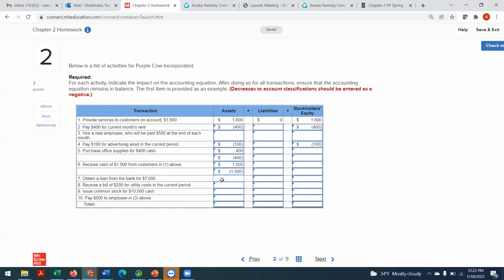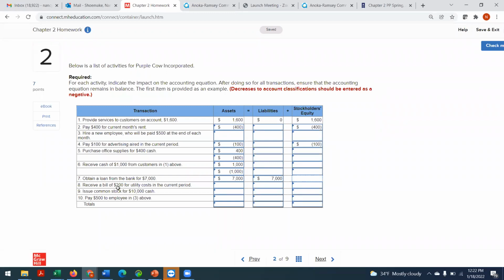Number 7, we obtain a loan from the bank for $7,000. When we obtain a loan, we receive cash of $7,000, and now our loan or note payable also increases $7,000.